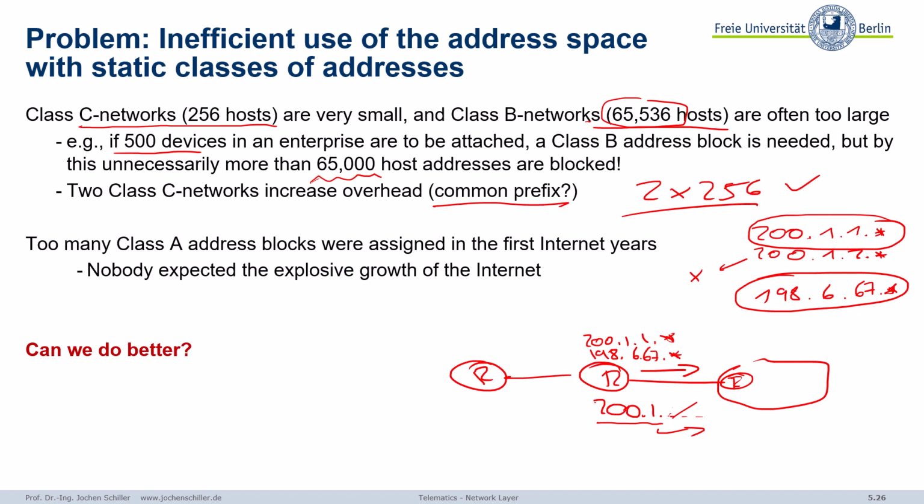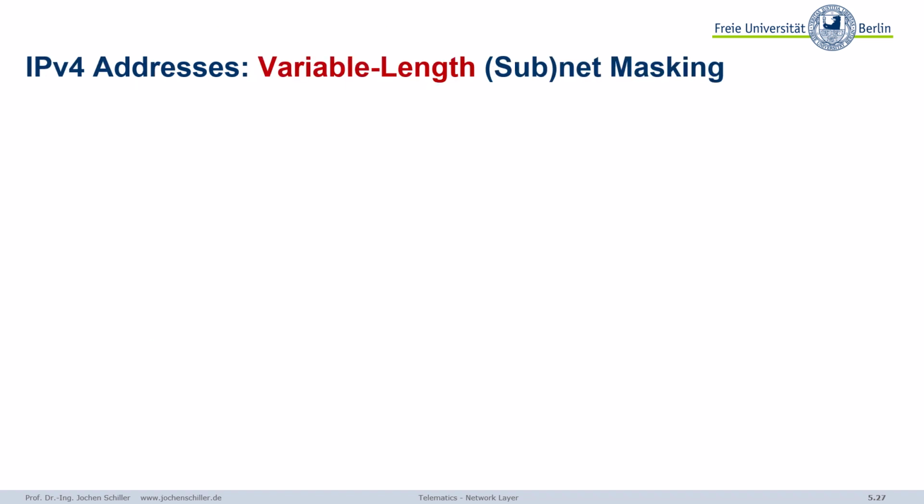So these classes, that's not really a good idea, not flexible, because the border between network and host part is always bytes. It's always byte oriented. Either the first byte is the network part and then the remainder are host, or 2 bytes and 2 bytes, or 3 bytes and 1 byte, not very flexible. So this is why since the mid-90s, the idea was, can we do this in a more variable way?